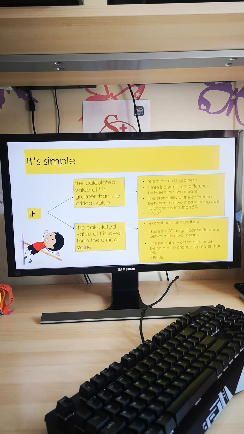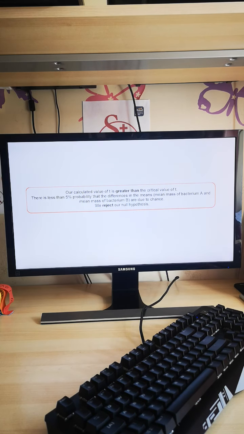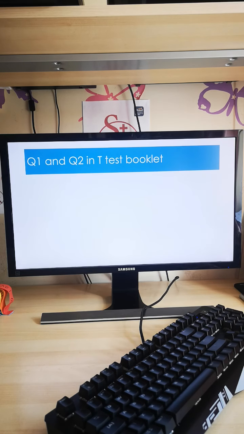Okay, so there you go. Our calculated value is bigger than the critical value. So there's less than a 5% probability the difference in the mean mass of bacterium A and bacteria B is due to chance. We reject our null hypothesis. Okay, so you've got another worked example in your booklet. And then I would like you to stop the video now and complete questions 1 and 2 in your t-test booklet 2.